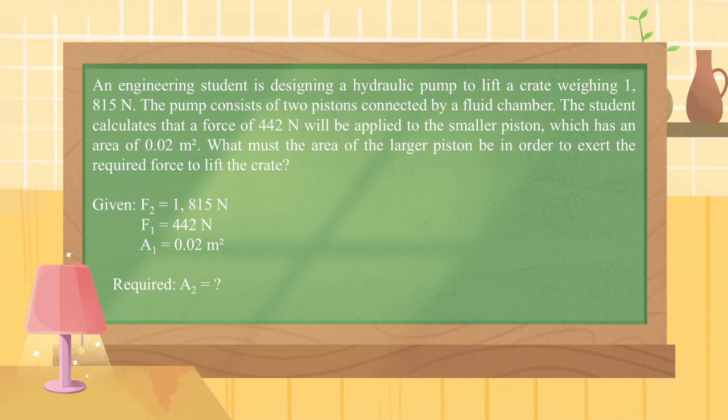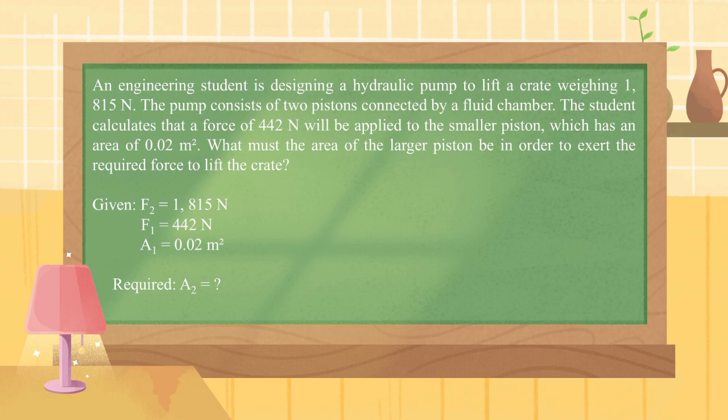An engineering student is designing a hydraulic pump to lift a crate weighing 1,815 newtons. The pump consists of two pistons connected by a fluid chamber. The student calculates that a force of 442 newtons will be applied to the smaller piston, which has an area of 0.02 square meters. What must the area of the larger piston be in order to exert the required force to lift the crate? First off, we need to identify the given values.